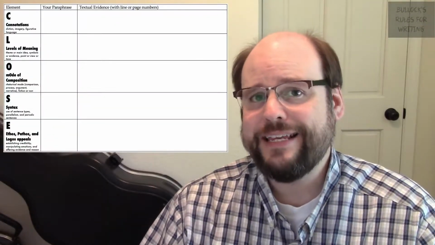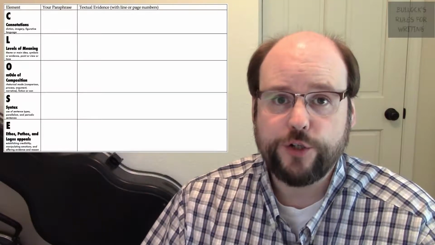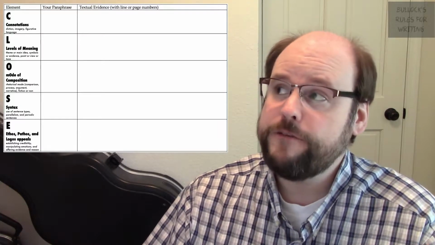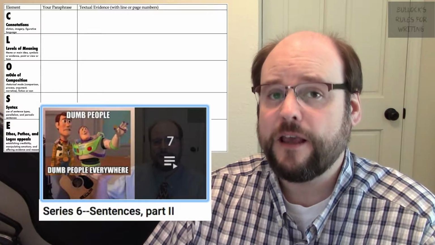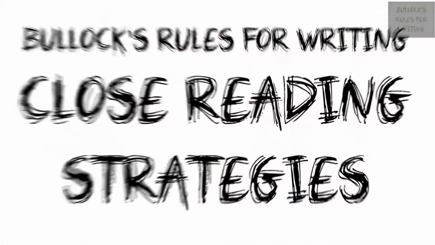All right, S is for syntax. If you don't know what syntax is, it's basically sentence structure. What kind of sentences is the author using primarily? You can go back and visit Series 1 of Bullock's Rules for Writing and also Series 6. Those focused on different kinds of sentences and syntax.